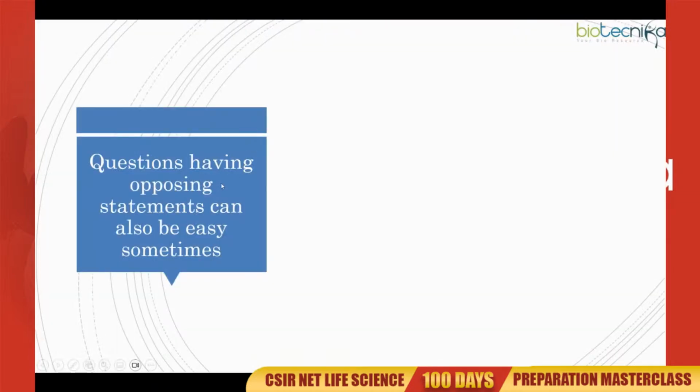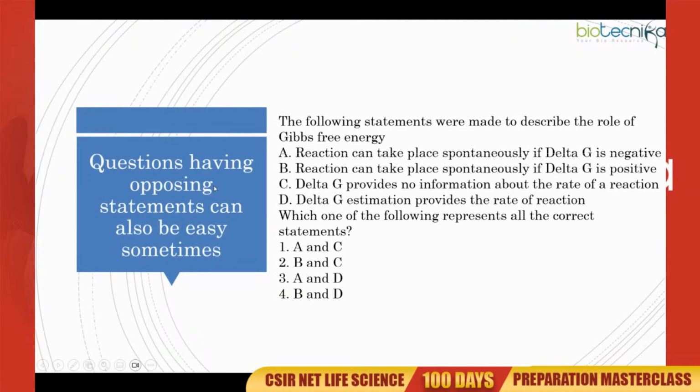Now, questions having opposing statements can also be easy sometimes. Now, this is also a part B question. As I said, these two are opposing statements. Either one of these is correct. These two are opposing statements. Either one of these is correct. Being a part C question, hardly it will take you 2-3 minutes. Not even 2-3 minutes. 2 minutes is maximum, provided you know this concept. And this is a very common concept. If you have a decent preparation of biochemistry, thermodynamics, this is a decent topic, you will get it right.